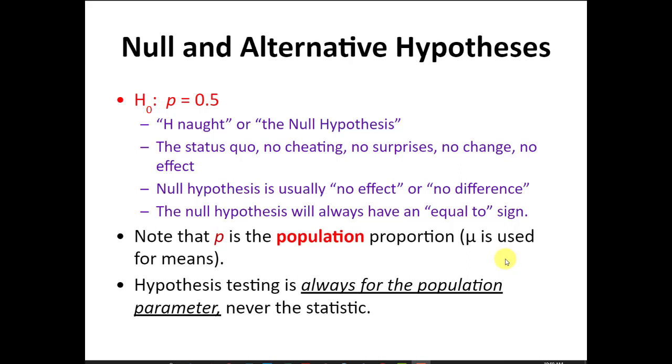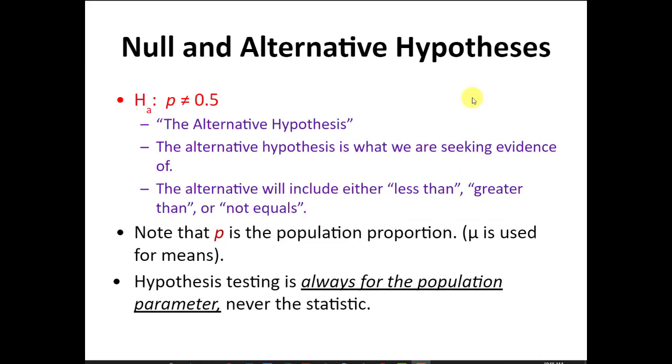It is very important to remember that hypothesis testing is always about the population parameter. It is never about the statistic, because we have gotten to the point in statistics in this class that we are trying to make an inference about the unseen population parameter using our seen or known statistical sample.